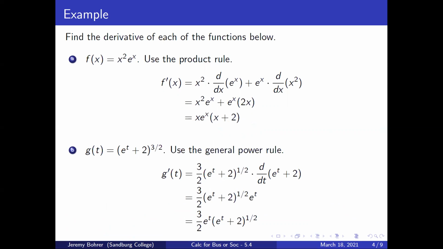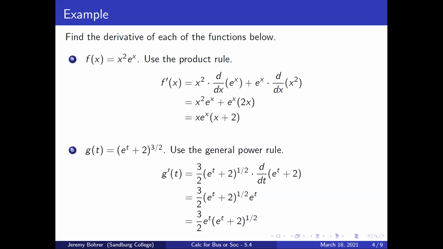Find the derivative of each of the functions below. F of x equals x squared times e to the x. We use the product rule. F prime of x equals x squared times the derivative of e to the x plus e to the x times the derivative of x squared, which is x squared times e to the x plus e to the x times 2x. So that's x e to the x times x plus 2.